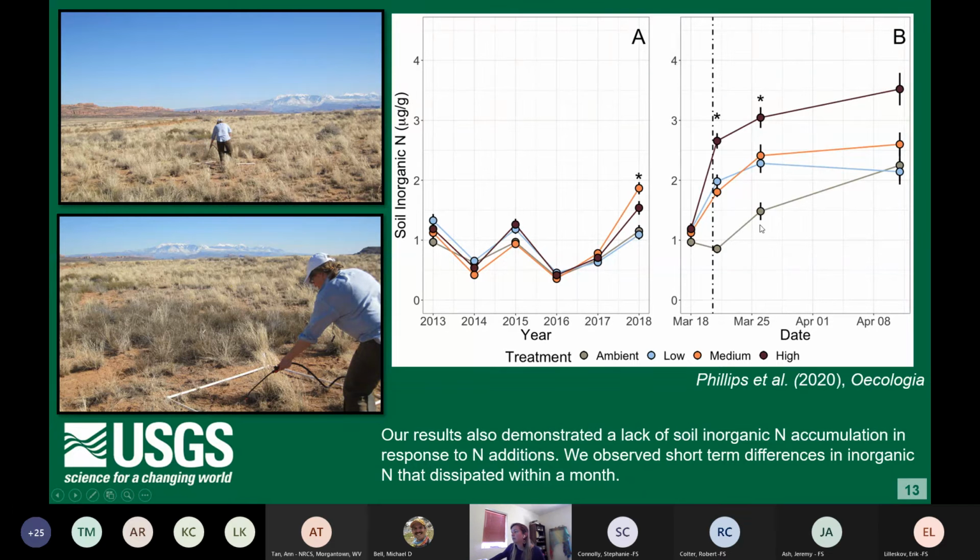And then this panel B here on the right shows soil inorganic nitrogen concentrations in the short term. So this March 18th date is before we applied the treatments, and then this dotted line is right after. You can see there are significant differences between the red or burgundy high and the greenish low right after application, but those effects are short term and they dissipate within a month. So this kind of left us with a lot of questions.